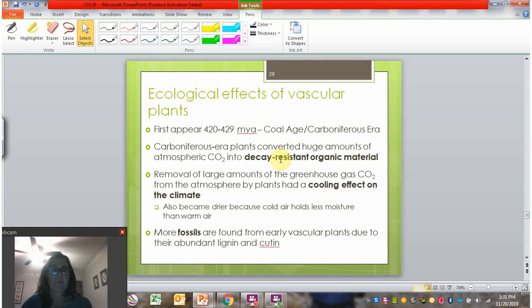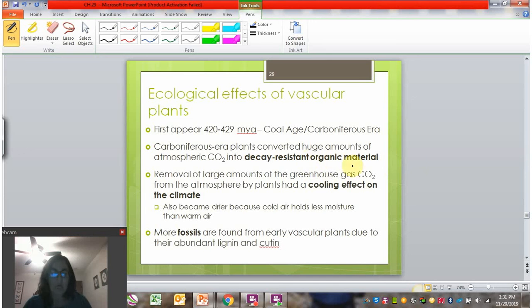So vascular plants first appeared about 420 million years ago. This was during a time period in Earth's history called the Coal Age, or the Carboniferous Era. That's a reference to coal or to carbon resources like oil and gas, because during this time period, the plants were really robustly growing. There was a lot of CO2. It was warm and swampy on Earth over large stretches of Earth. So it was a very warm period in Earth's history.